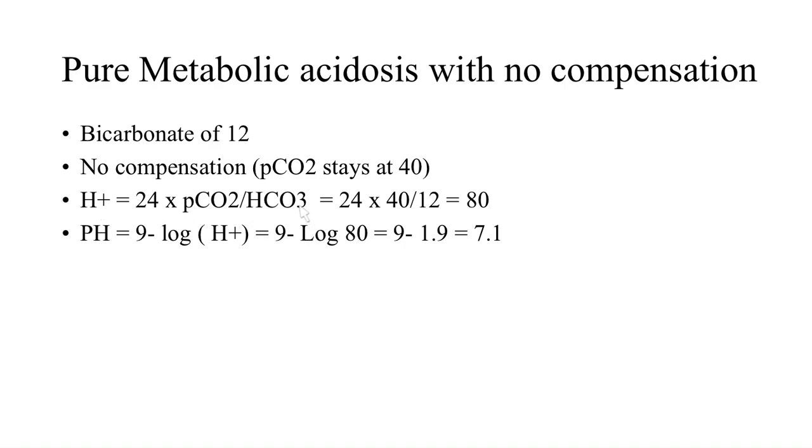So plug in these values, you get a hydrogen ion concentration of 80 nanomoles. Going back just a couple of slides, if we plug those numbers in, it will become 9 minus log 80. Log 80 is 1.9. So it gives you a pH of 7.1, which is pretty low.